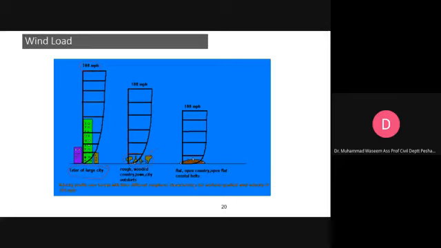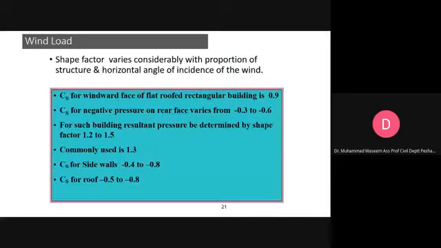Fine. Whenever we are designing our building, the design pressure which will be exerted on the structure also depends upon the shape of the building. For example, if this is the wind and it is subjected to a circular building, it will not exert that much pressure on the building. I'm sorry for my drawing. Shape also affects the wind pressure.